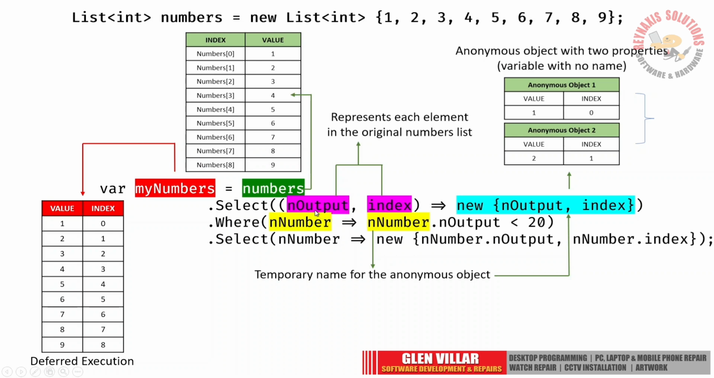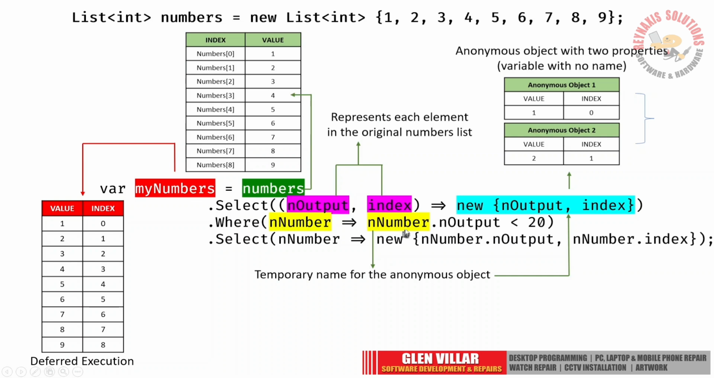Now the n output and the index parameters of the select clause will represent each element in the original numbers. So whatever value these two represent from the list will be transferred to these names here. And this part here is declaring or creating new instances of anonymous objects, an anonymous object with two properties. So we have here anonymous object 1 and 2, and they all belong in the same group.